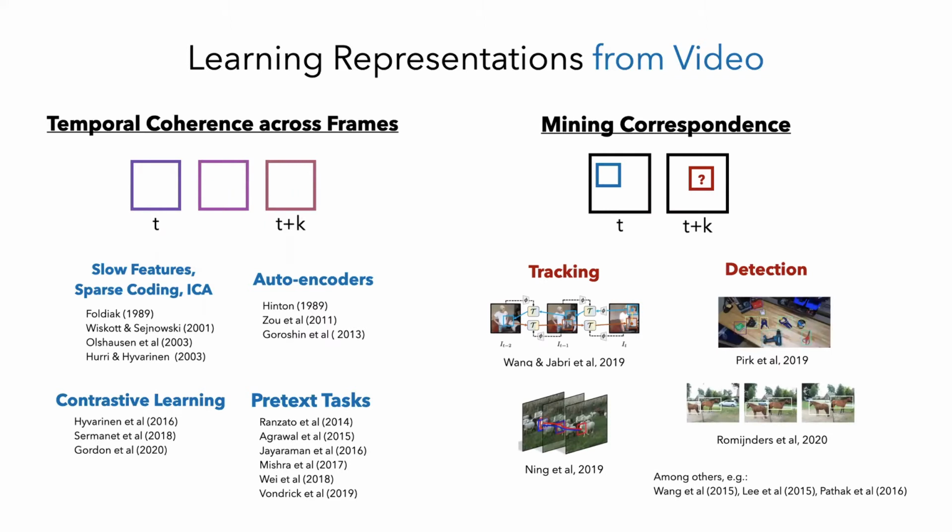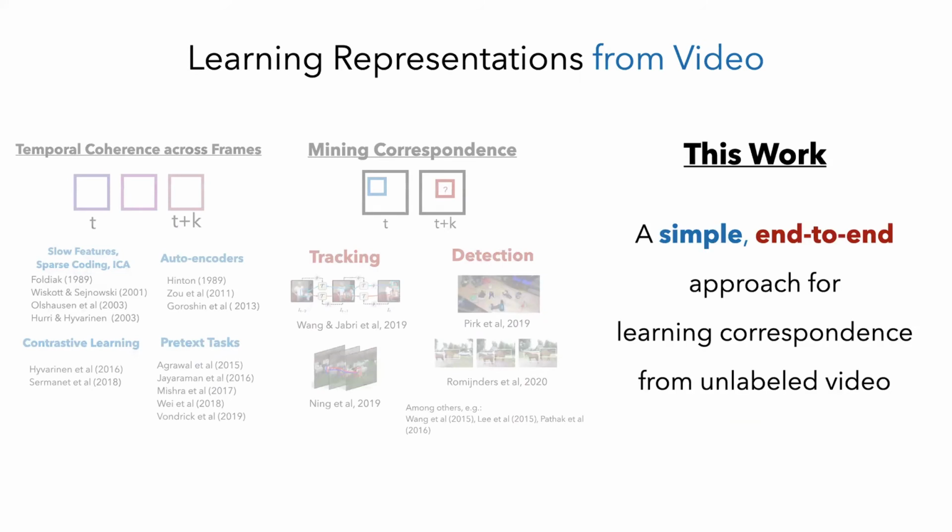More recent work has also sought to directly mine training data from video by using tools like trackers and detectors. These approaches, however, tend to involve complex architectures or require additional supervision in a way that might actually introduce additional bias or hinder the robustness and scalability to large unlabeled video data. So in this work, our main interest is developing a simple end-to-end approach for learning representations for correspondence from unlabeled video.